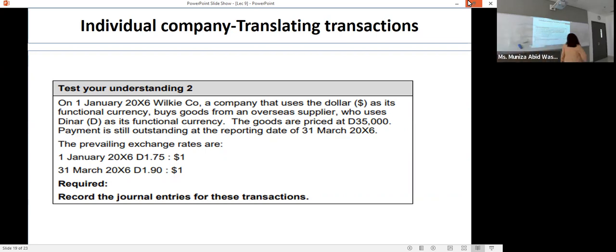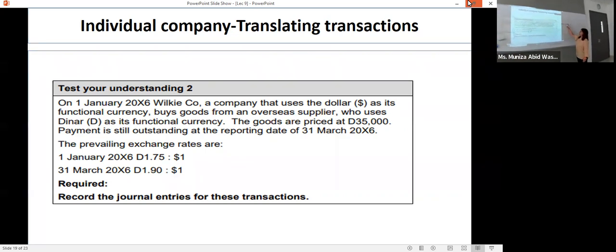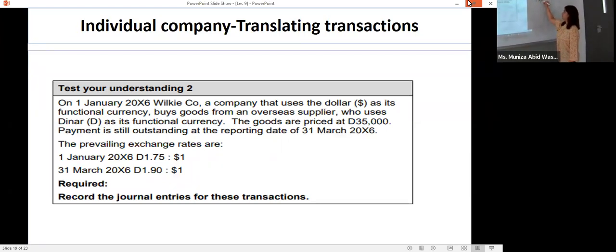So students, simply on 1st January 2006, the purchases have been made: debit purchases and credit payables account. How much amount has been there? 35,000 dinars have to be converted into dollars, since the functional currency of the purchaser is the dollar. So how are we going to convert it? 35,000 using the spot rate. Spot rate on 1st January 2006 is 1.75. How much is it? $20,000.